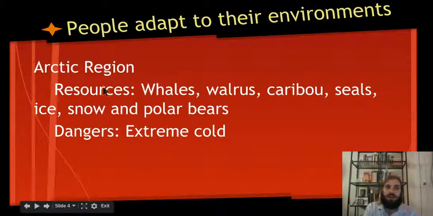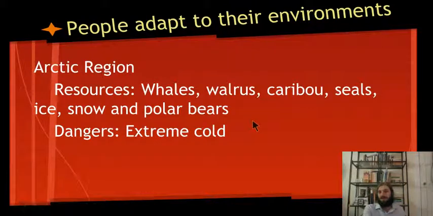All right, resources. Whales, walrus, caribou, which are kind of like moose, seals, ice, snow, and polar bears. All right, that's a lot of resources. Actually, it looks like there aren't a lot of plant resources, but we have animal resources. Pick two of those and add them to your resource section.